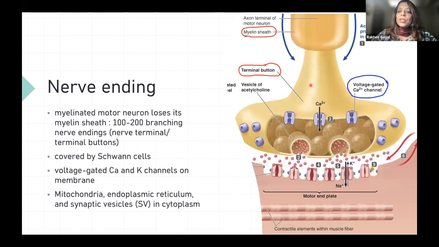Now, as they reach this muscle fiber, the myelin sheath, which was there on the axon, gets lost. Here, as you see, there is no myelin sheath. And this expands in this shape. It's called the terminal button. Now, there are 100 to 200 branchings of these nerve endings when it reaches the muscle. This is covered by the Schwann cells. And there are many voltage-gated calcium channels like this here in this nerve ending. Also present are mitochondria, endoplasmic reticulum, and synaptic vesicles like these in the cytoplasm.